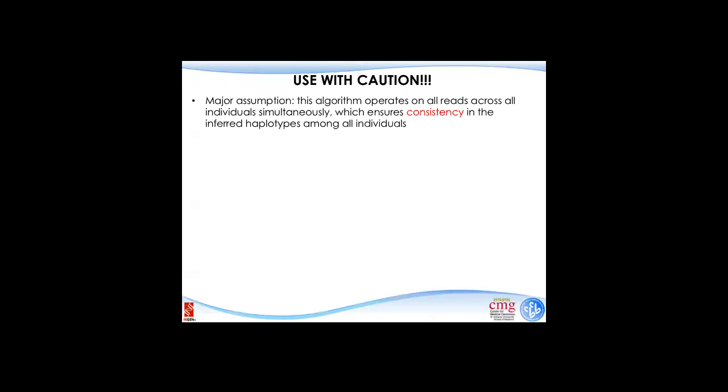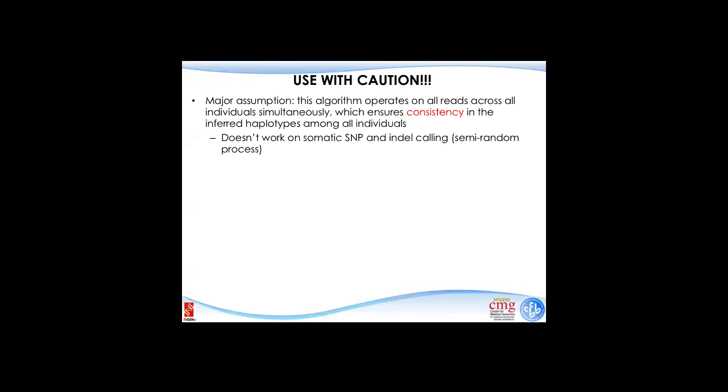Okay, there's another thing we need to pay attention to. This is something we do for most DNA sequencing analysis, but if you think a little deeper, there are certain scenarios where we cannot use refined alignment on DNA sequence. The major assumption here is that this algorithm operates on all reads across all individuals simultaneously, which ensures consistency in the inferred haplotype among all the individuals, which is great, okay?